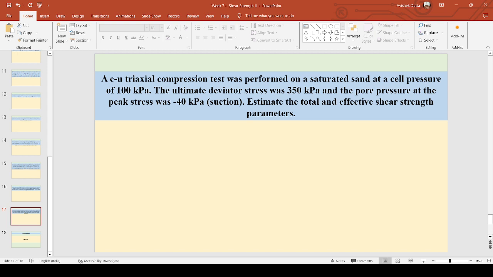I'll repeat the question once. A CU triaxial compression test was performed on a saturated sand at a cell pressure of 100 kilopascal. The ultimate deviator stress was 350 kilopascal and the pore pressure at the peak stress was minus 40 kilopascal, which is suction. Estimate the total and effective shear strength parameters. So this was the last question.